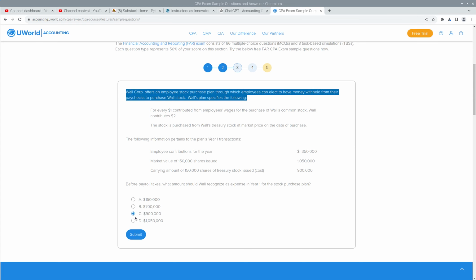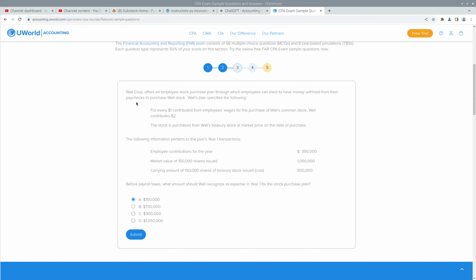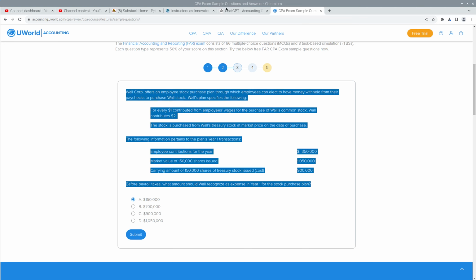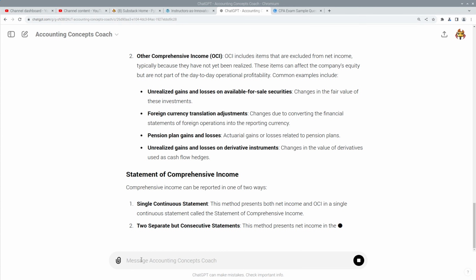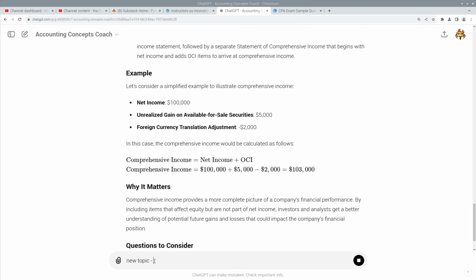Next question. Ooh, this one's getting more complex. Walcorp offers an employee stock purchase plan through which employees can elect to have money withheld from their paychecks to purchase Walcorp stock. The plan specifies the following. For every $1 contributed, they contribute $2. Stock is purchased from treasury stock at market price. The following information pertains to the plan's year 1 transactions. So let's see if it can kind of help me understand this one. Say new topic. Help me understand the concepts, but don't give me the answer to this question.